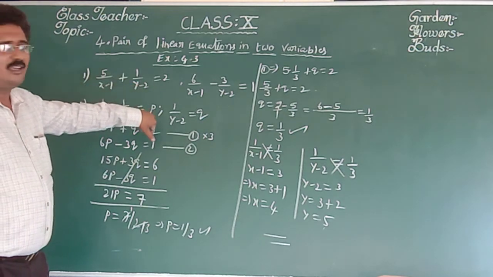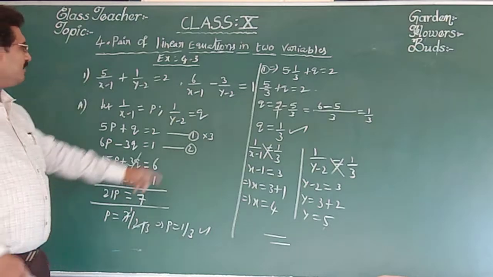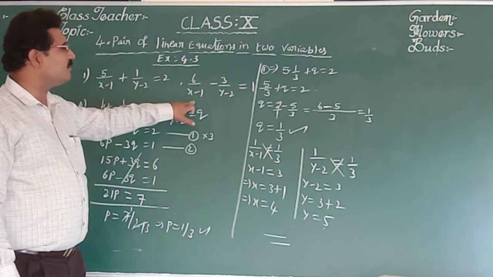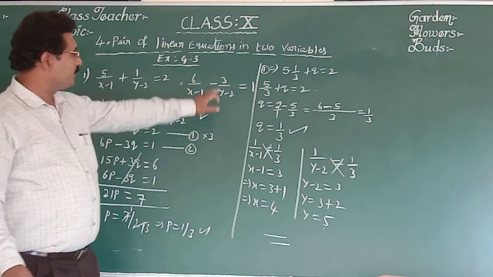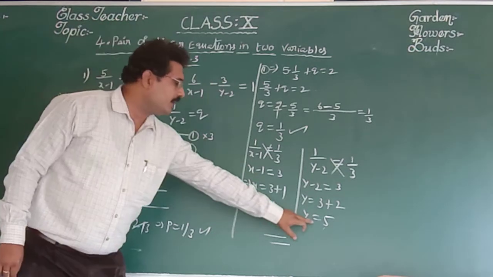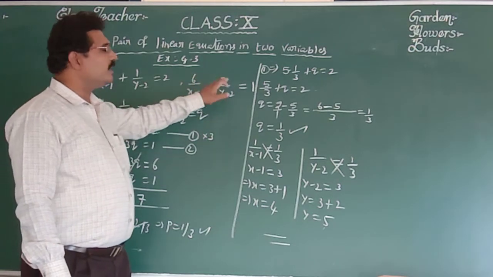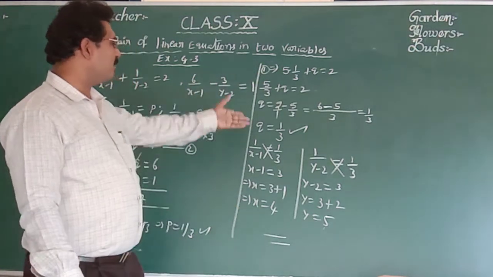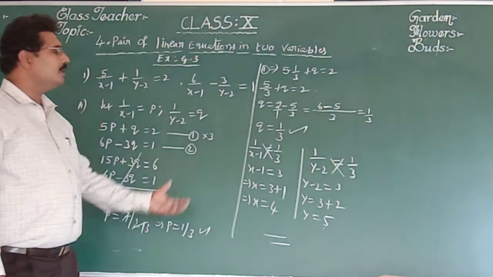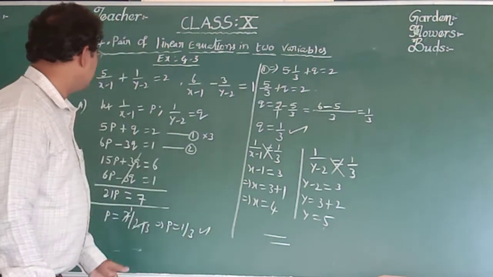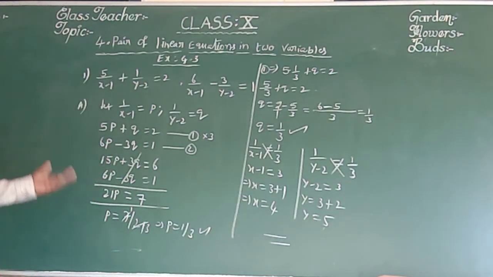What is 6 by 3? 2. Now in the second one, 6 by x minus 1, 4 minus 1, 3. What is 6 by 3? 2. Remember, 3 by y minus 2, 5 minus 2, 3. That is 3 by 3, 1. What is 2 minus 1? 1. Hence the problem is right. So this is the way to do problems that are reducible to linear equations. So this is problem number 1. Next I will do problem number 2.